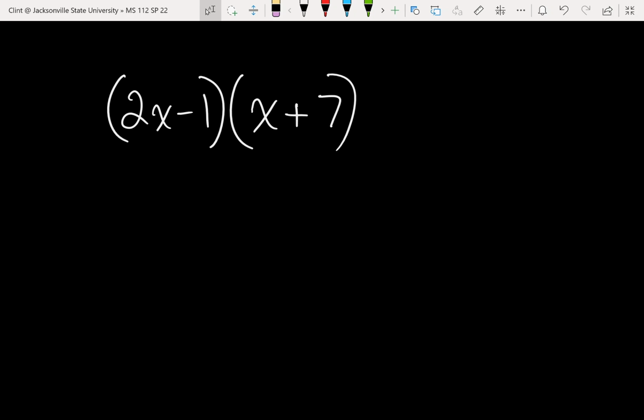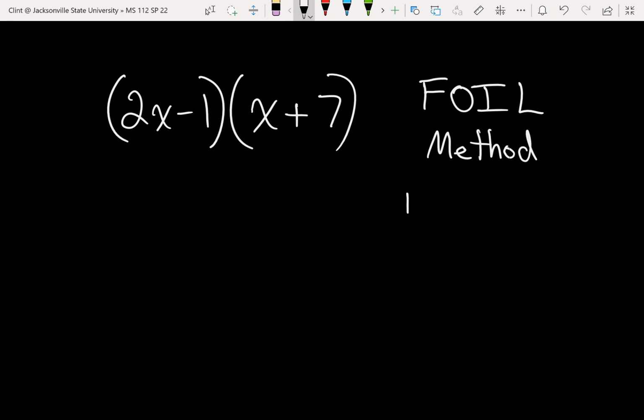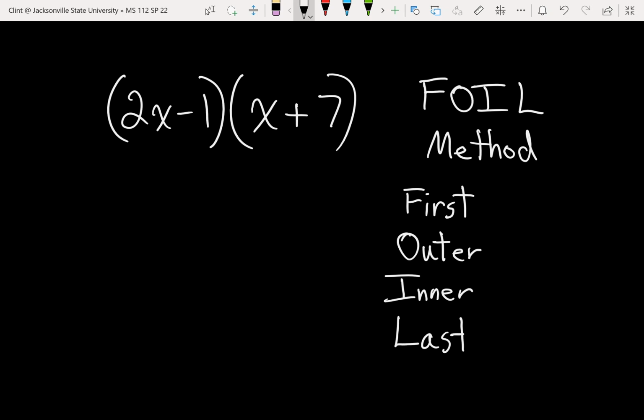Yes, we normally call this the FOIL method. That's multiply the first terms together, multiply the outer terms together, multiply the inner terms together, multiply the last terms. FOIL is what we usually use to remember. Really, all it is is the distributive property.